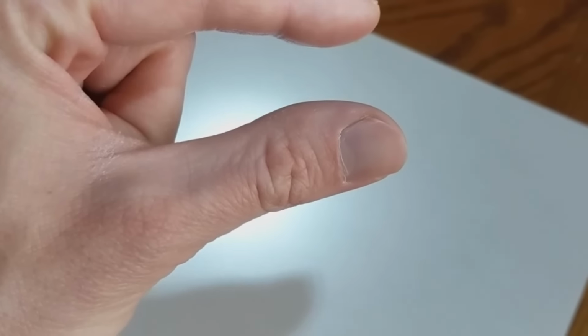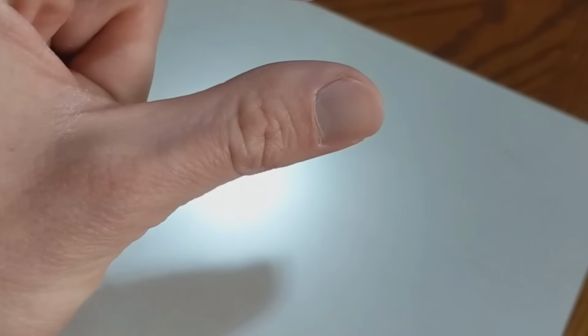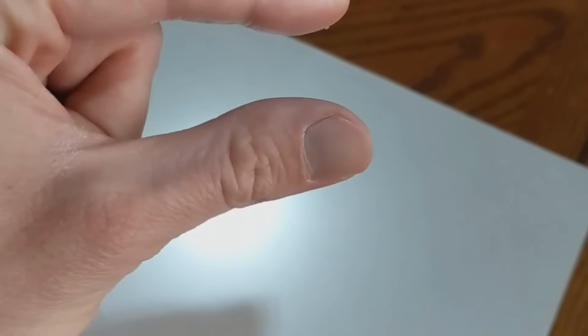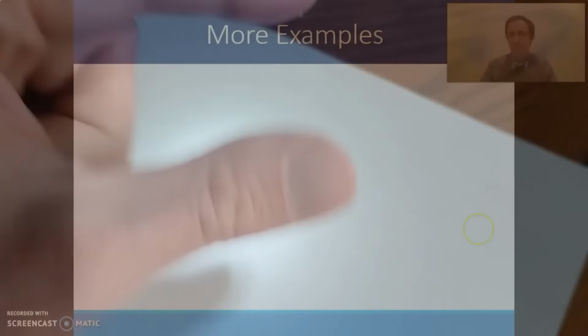Now the reason for this is light is bending around the boundary of my fingers, and not all of it is being blocked in the areas that you would expect it to. The bending of light around this boundary is known as diffraction.